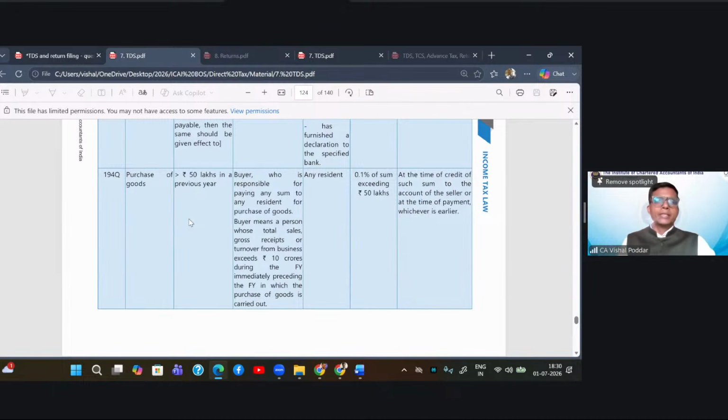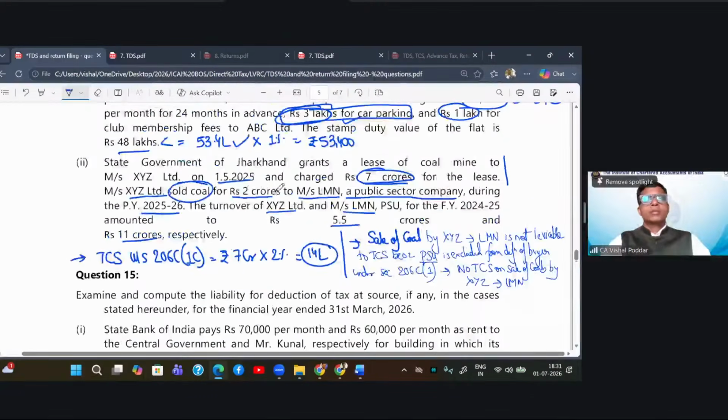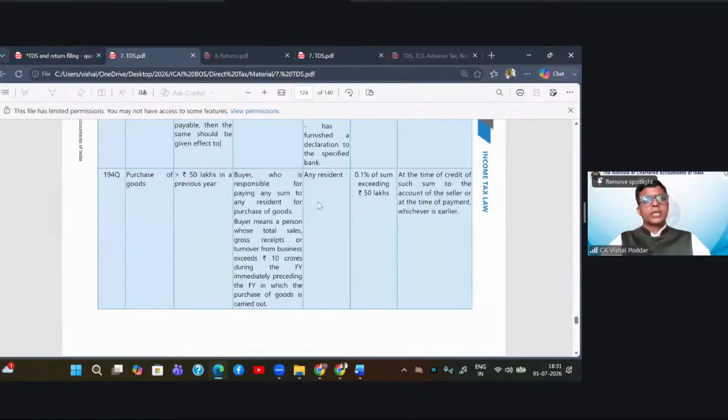Now we will have to test that the seller cannot collect TCS because the buyer is not the eligible buyer. Can the buyer deduct TDS on this transaction? Interestingly, what is covered in 194Q? The transaction should be of purchase of goods. What is being purchased is coal. Is it goods? Yes. The value should exceed 50 lakhs. What is the value? The value of our transaction is 2 crores. So this is also satisfied.